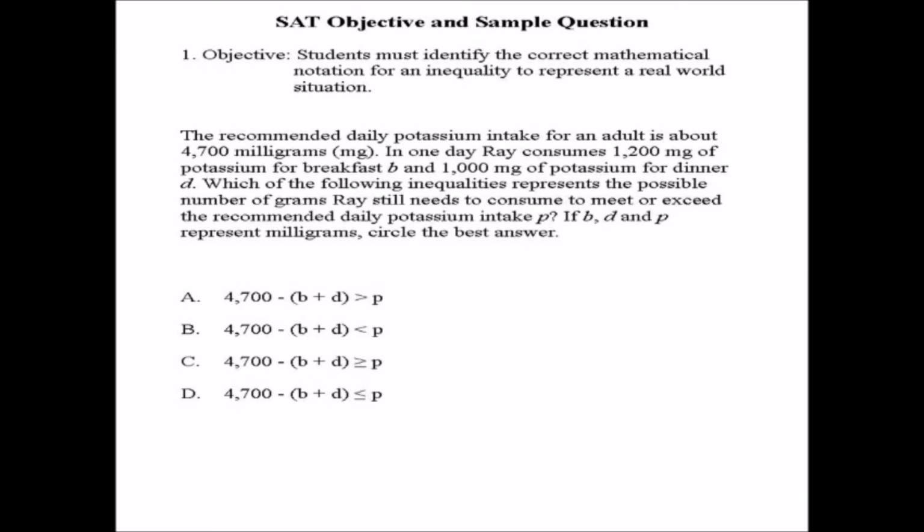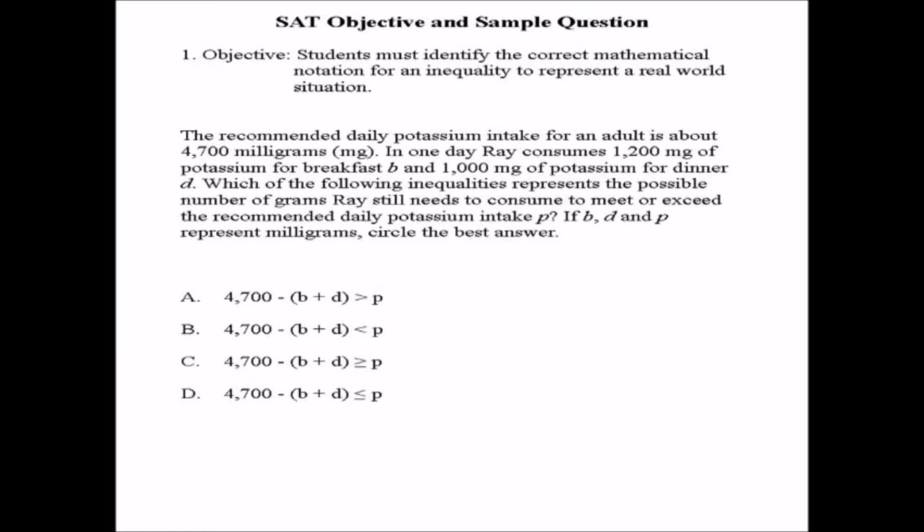The recommended daily potassium intake for an adult is about 4,700 milligrams. In one day, Ray consumes 1,200 milligrams of potassium for breakfast, B, and 1,000 milligrams of potassium for dinner, D. Which of the following inequalities represents the possible number of grams Ray still needs to consume to meet or exceed the recommended daily potassium intake, P? If B, D, and P represent milligrams, circle the best answer.